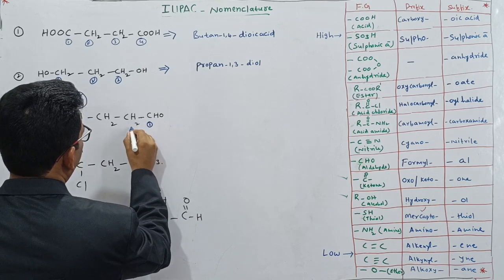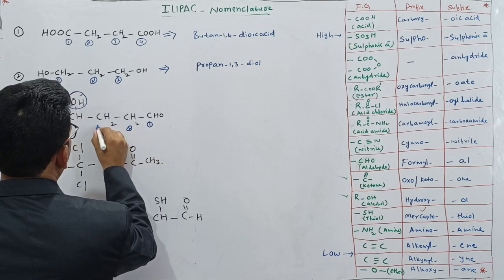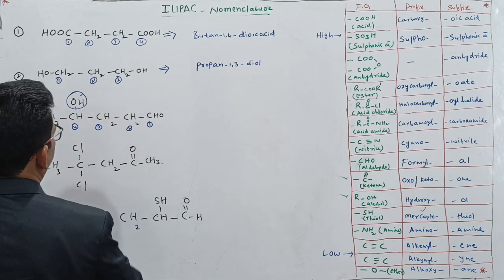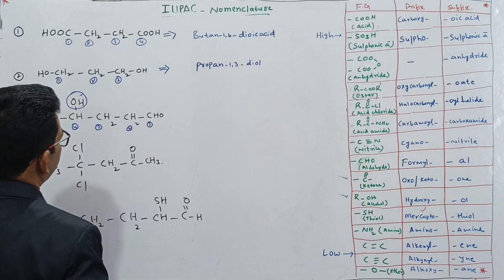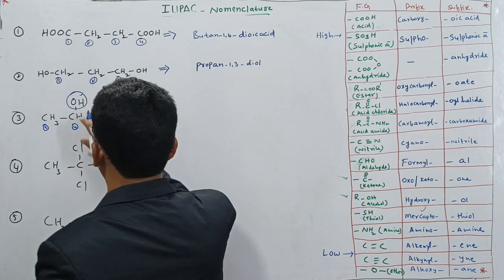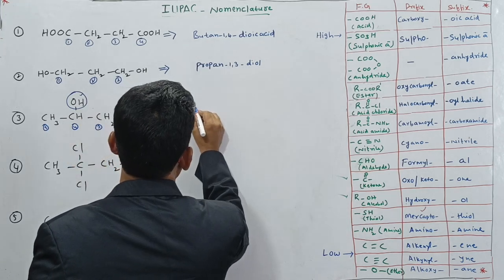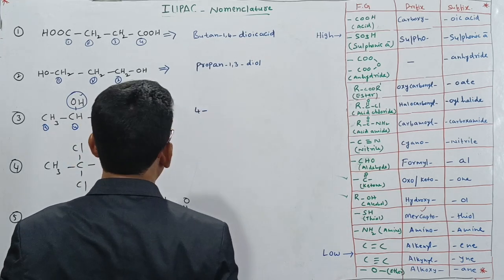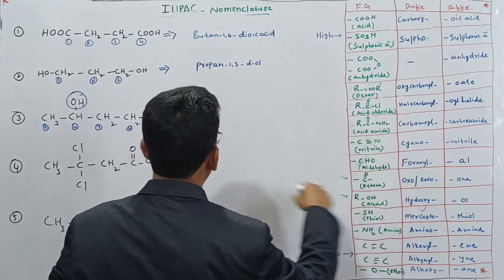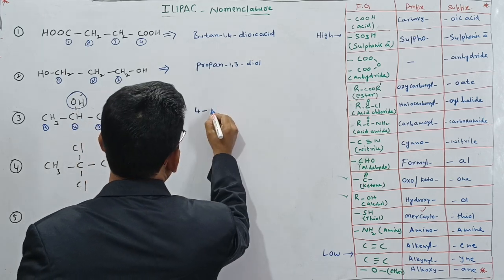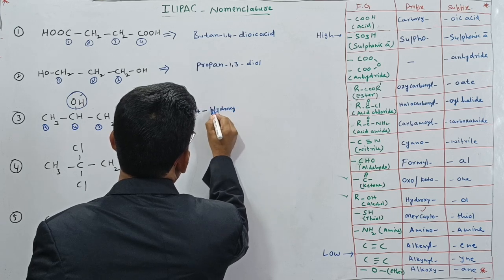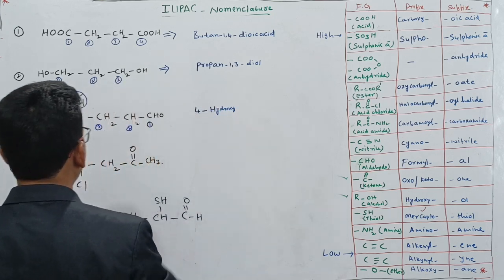1. Okay. This is 2, 3, 4, 5. Now what is the prefix? What is the substituent? OH. Which position is there? 4th position. For alcohol, it is called hydroxy when it is in the form of prefix. Which position? 4th position, for hydroxy.